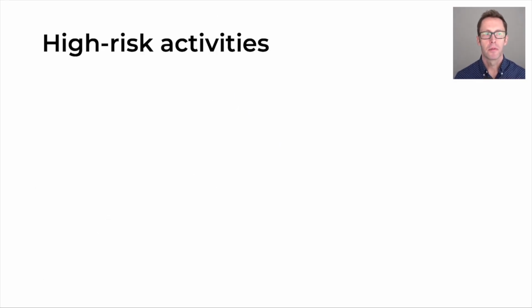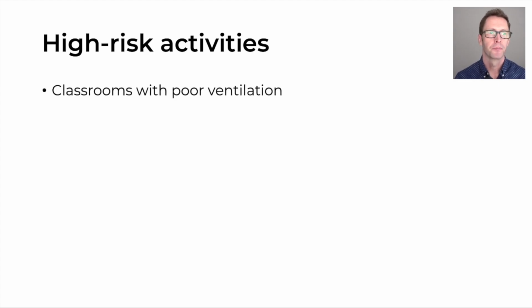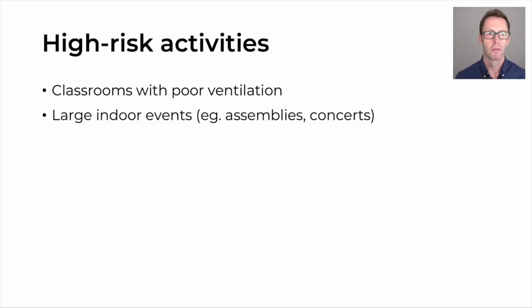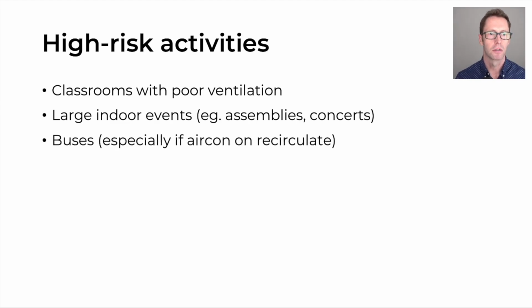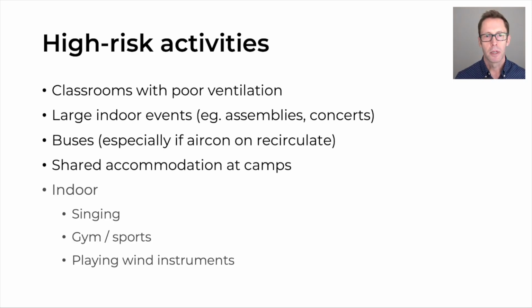So let's look at some of the highest risk activities based on these 7 risk factors that we've just talked about. The high risk activities that are common in schools are classrooms with poor ventilation, large indoor events, things like assemblies and concerts, bus trips, especially if they're on buses that have no openable windows and the air conditioning is on recirculated air, shared accommodation at camps, and any of these indoor activities that involve singing, physical activity like sports and gym activities, and playing of wind instruments.